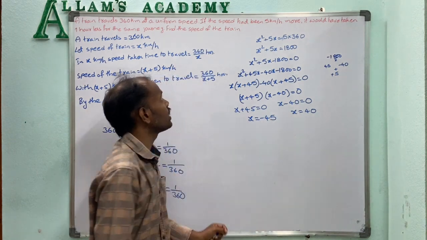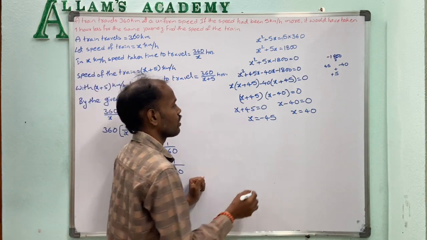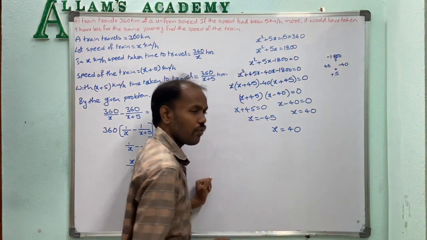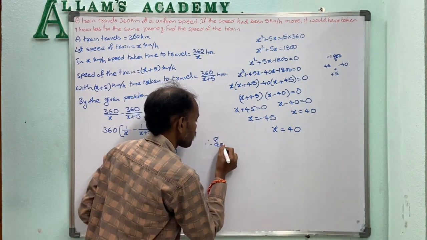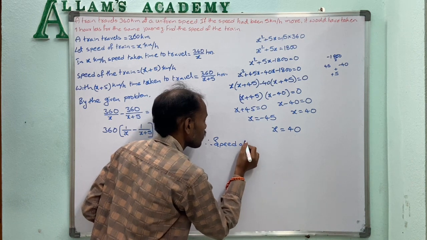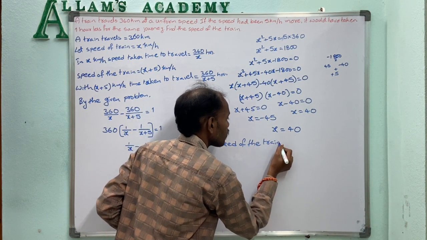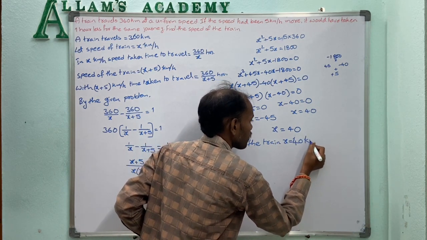We are finding the speed of the train. The speed of the train cannot be a negative number, it is only a positive number. So we will take x equal to 40 only. Therefore, the speed of the train, x equal to 40 kilometers per hour.